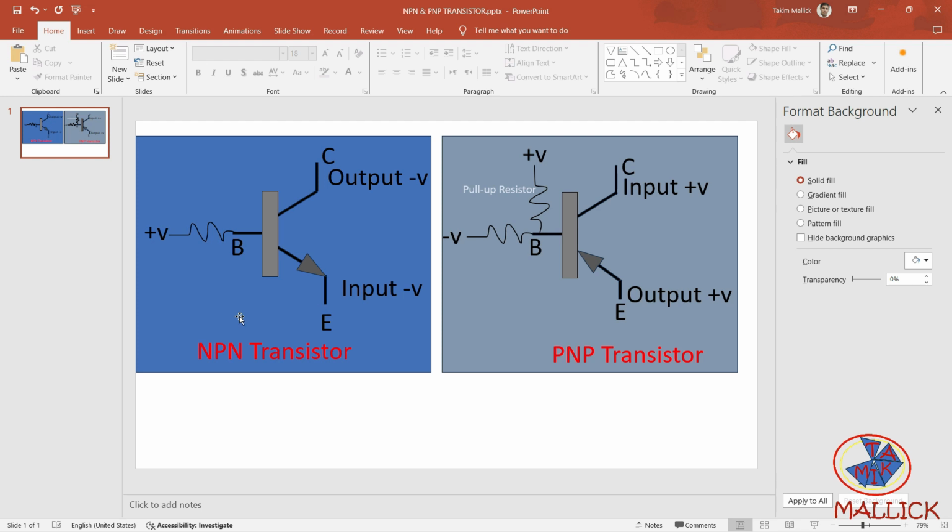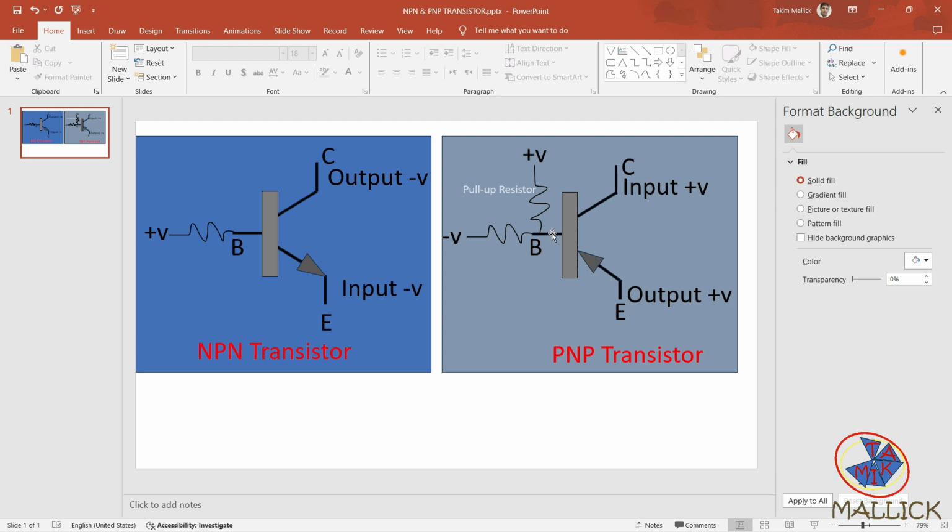For the NPN transistor, the emitter is the negative input, and it will give you negative output when you give a little positive to the base. On the other hand, for the PNP transistor, the emitter is output and the collector is input. For the NPN transistor, the collector is positive input and the emitter is positive output. And here you will have to give a little amount of negative voltage.